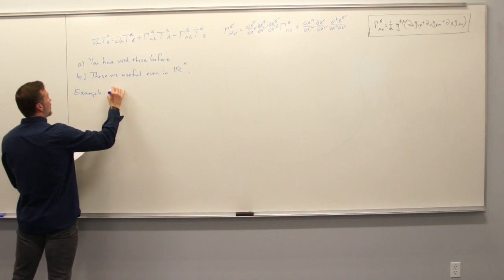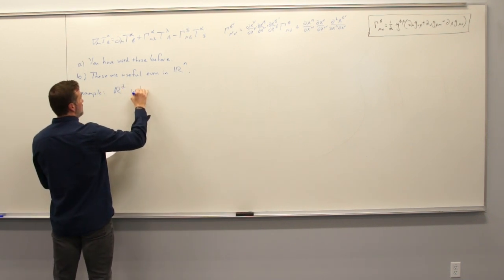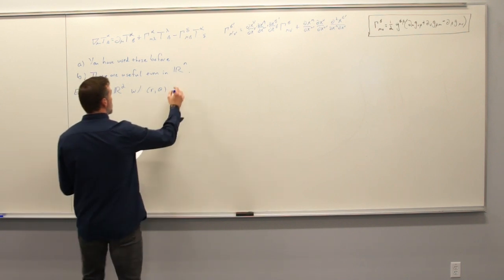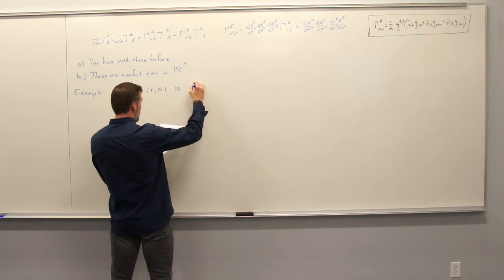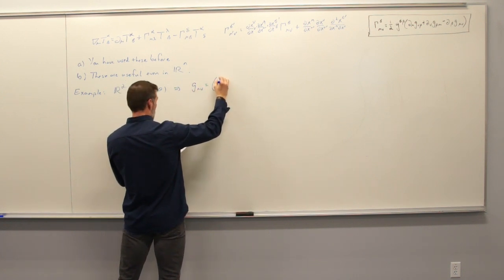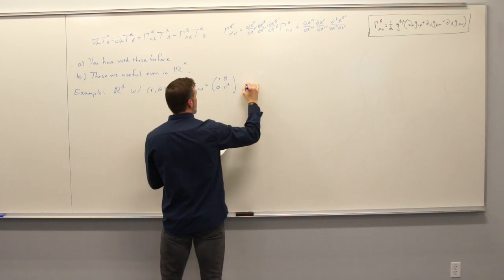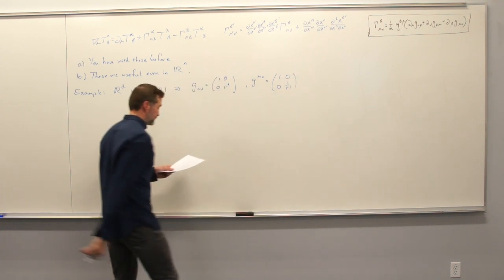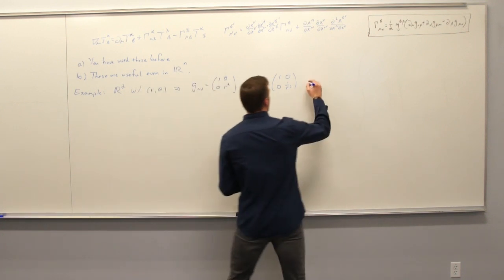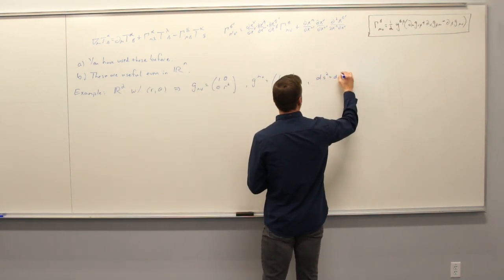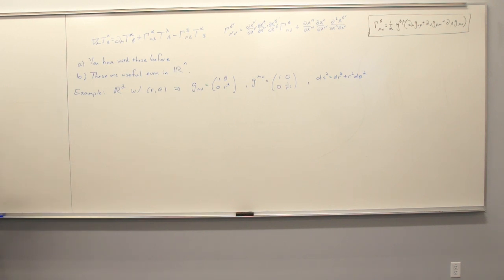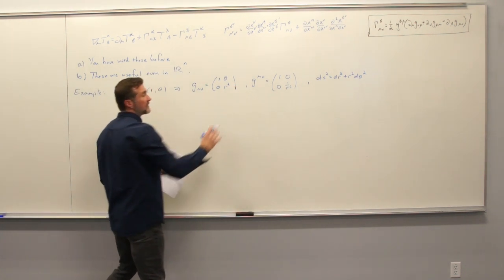So I want you to consider R2, and we're going to use polar coordinates in R2. So instead of xy, we'll use r theta. We already know that the metric takes the form 1, 0, 0, r squared, and therefore the inverse metric has components 1, 0, 0, 1 over r squared. The line interval ds squared is dr squared plus r squared d theta squared. So this is our starting point.